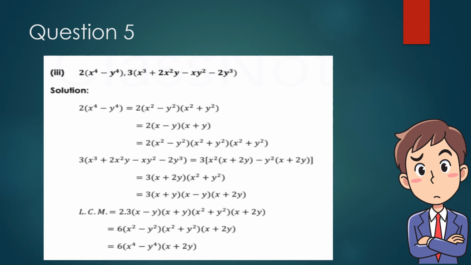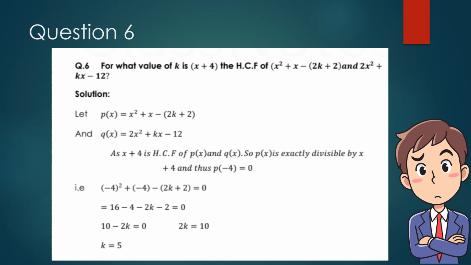So how can we solve it? We will find the LCM by taking the common factors and also the uncommon factors. So we will be left with 6 into x raised to power 4 minus y raised to power 4 into x plus 2y.